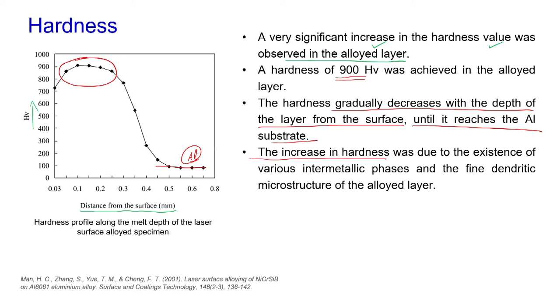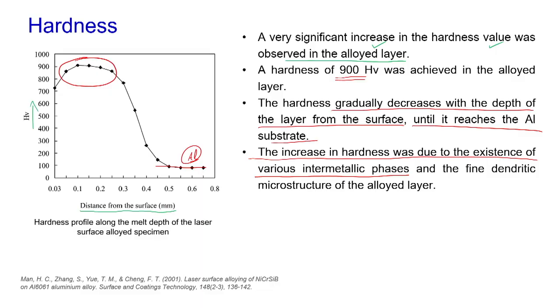This increase in the hardness was due to the existence of various intermetallic phases. There are many elements that we are trying to deposit: nickel, boron, chromium. Due to the formation of intermetallic phases, the hardness was improved. Moreover, this increase in hardness was attributed to the fine dendritic microstructure of the alloyed layer.